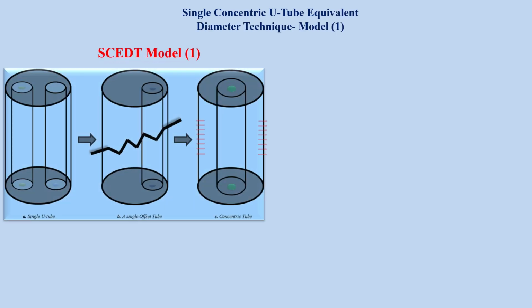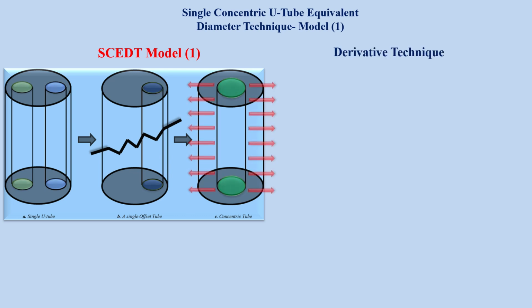How to estimate the borehole depth? Let us consider a model where we have a U-tube as shown in figure A, which is transformed to a single offset tube that is called an eccentric arrangement as shown in figure B. Then we would like to have a transformation of the offset tube to a tube that is concentric as shown in figure C.